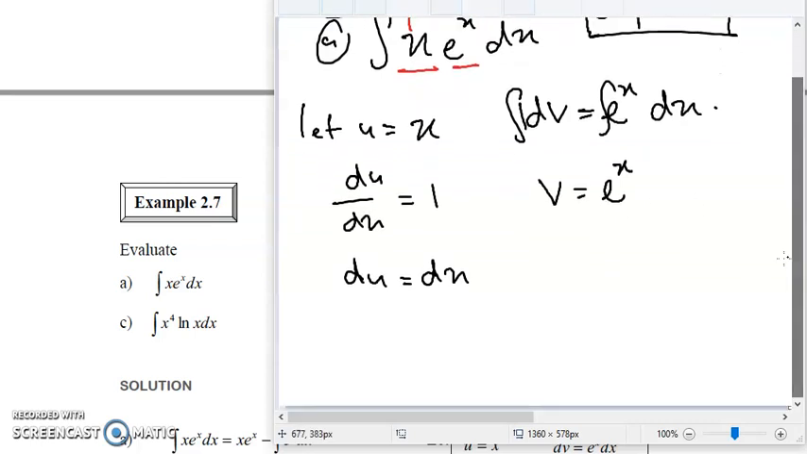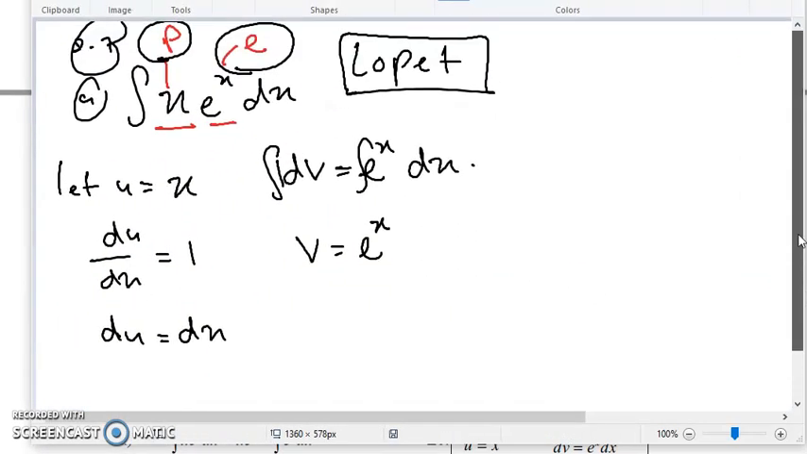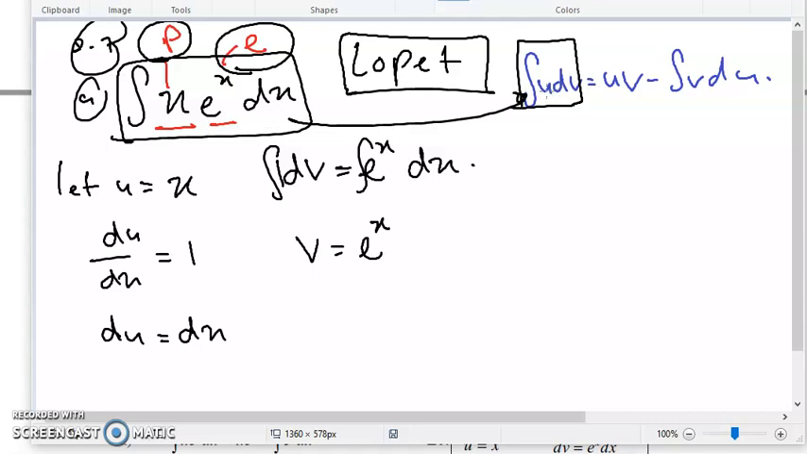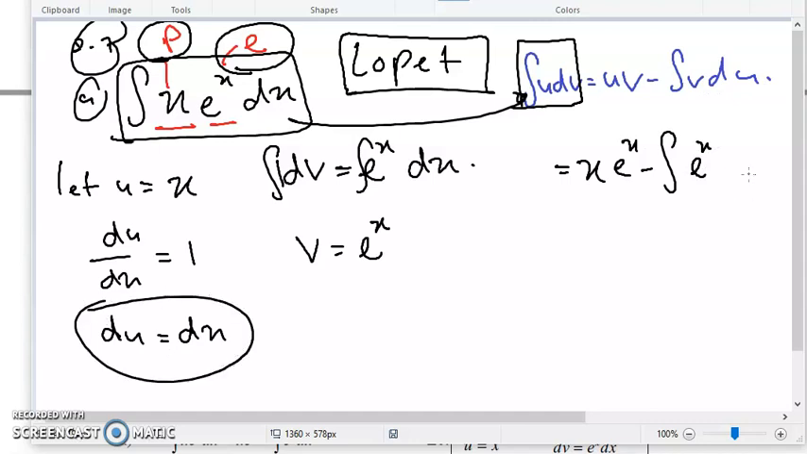So then the next one, what can you do? You are going to substitute into the formula. The formula that we have is integral of u dv is equal to uv minus integral of v du. In this case, the integral of u dv here is actually your question, over here. We already defined who is u, who is dv. So I'm going to proceed with uv. u is x here, and your v is e power of x, minus the integral of, and who is your v? v is e power of x, and who is your du? du, you already got it here, which is dx.